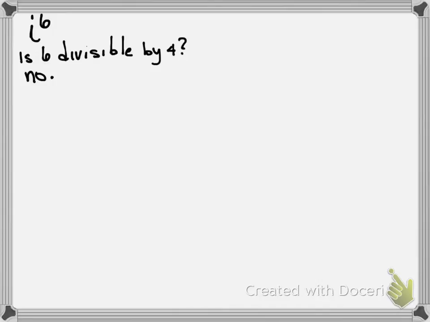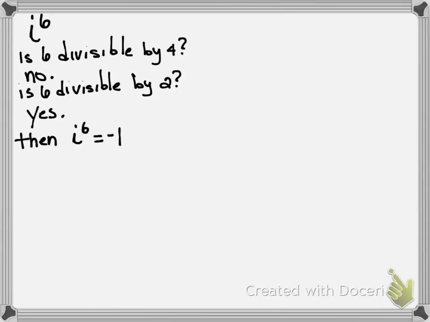Because you will not get a whole number. So, because the answer is no, you ask yourself, is it divisible by 2? The answer is yes. Because it is divisible by 2, ladies and gentlemen, remember i squared is -1. Because I can divide the exponent by 2, this i to the 6 equals -1. That's it. That's all there is to it.